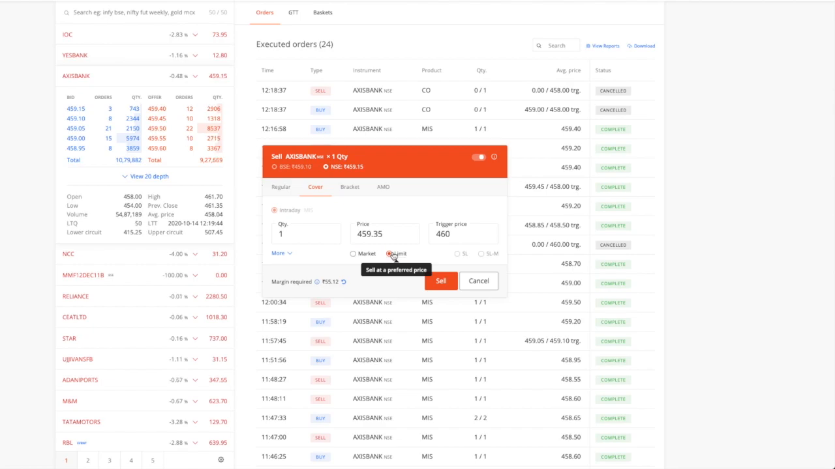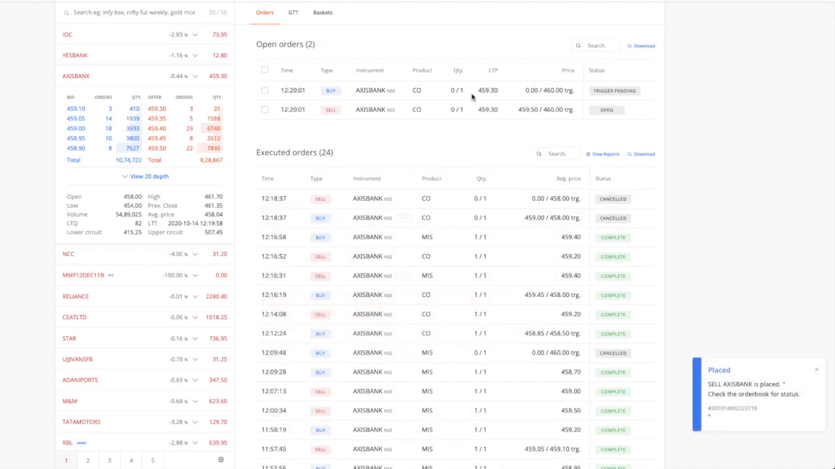If I want to use a limit order, that also can be done. Right now 459.4 is the price. Let's say that I want to sell this only once the price is above 459.5. So I keep a limit order for sell at 459.5 with my stop loss at 460. My order will be pending till the price reaches 459.5. Once that is reached, I'll be selling it. Then my stop loss is kept at 460. That means if the price, after selling it, goes to 460, I'll book my loss and exit my positions.